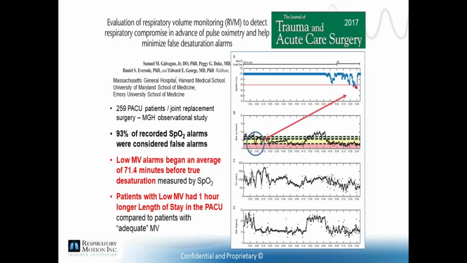In this Massachusetts General Hospital blinded observational study, 259 PACU patients who had undergone elective joint replacement surgery were monitored using the ExSpiron. The findings are as follows. 92% of recorded pulse oximetry alarms were considered to be false alarms. Since the study was blinded, the ExSpiron alarms were turned off, but the data showed that repeated low-minute ventilation alarm criteria began an average of 71 minutes before true desaturation measurements were recorded by pulse oximetry.